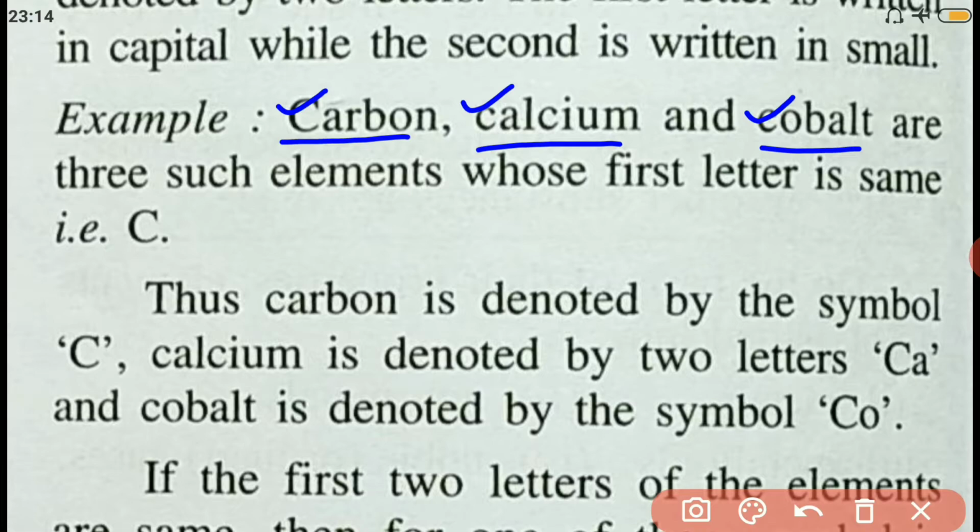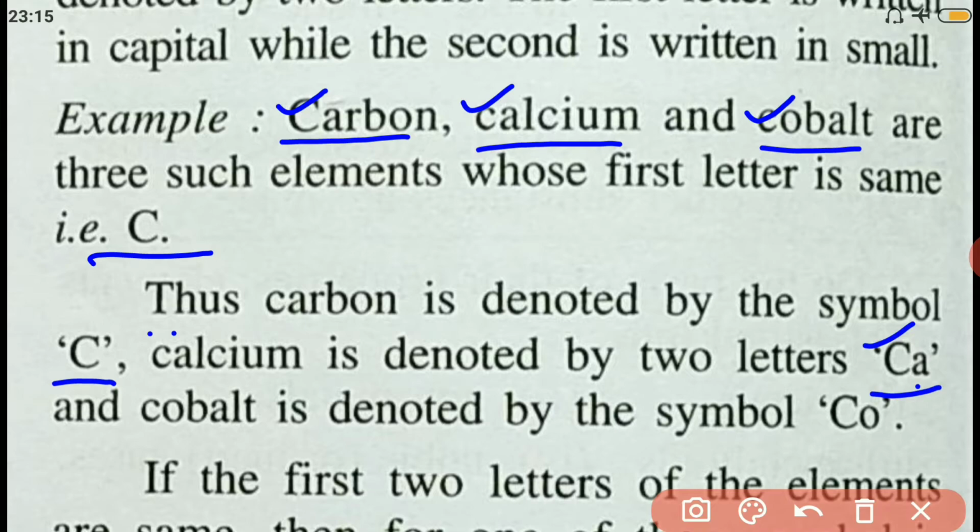So in this case, if carbon takes the symbol C, then calcium cannot be denoted by the same symbol C. Like two of you cannot have the same roll number. Similarly, two elements cannot have the same symbols. Thus, carbon is denoted by symbol C. Calcium cannot be denoted by symbol C. Therefore, to denote calcium, we use Ca, the first alphabet and the second alphabet. But the first alphabet is written in capital, whereas the second alphabet is written in small.